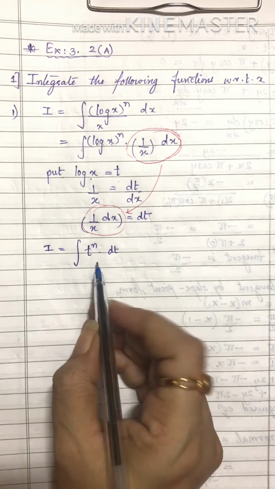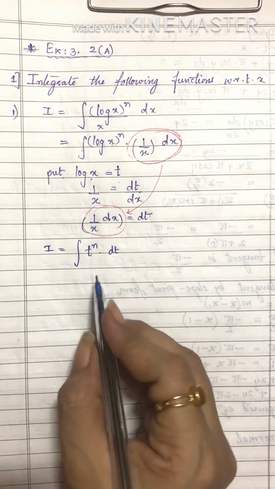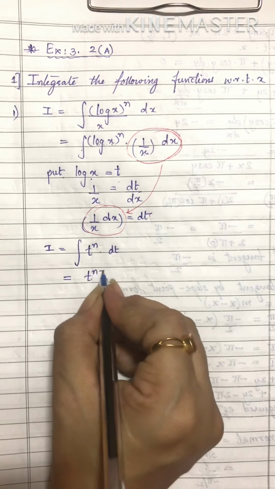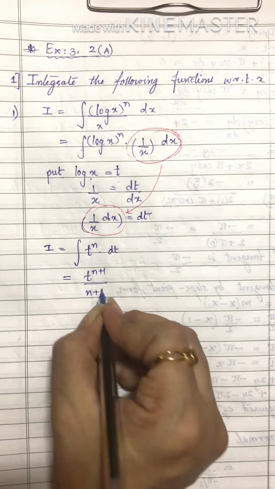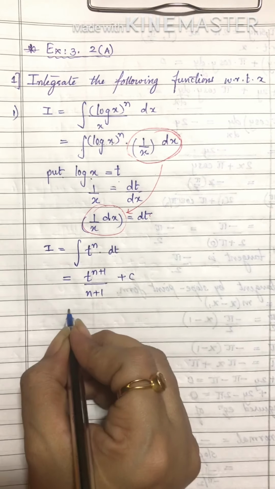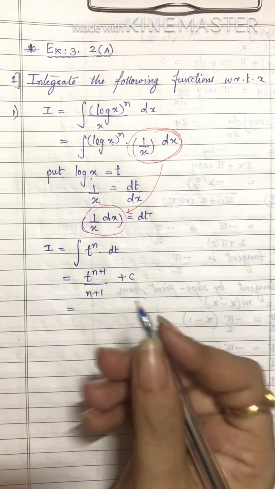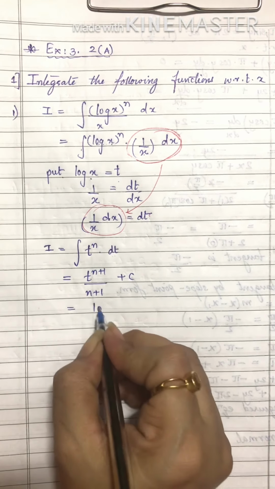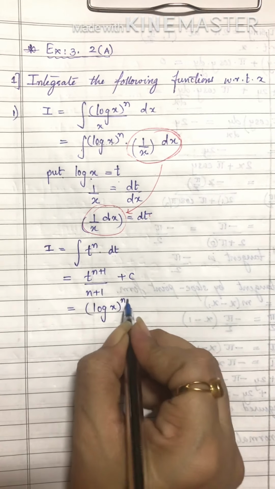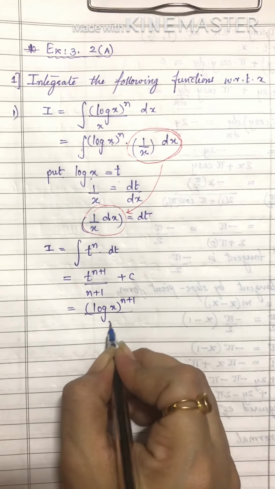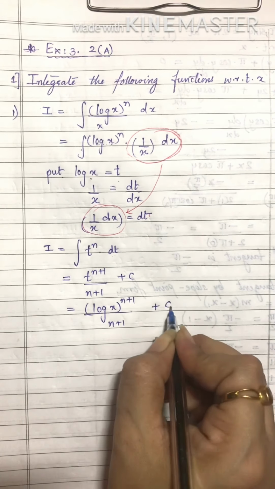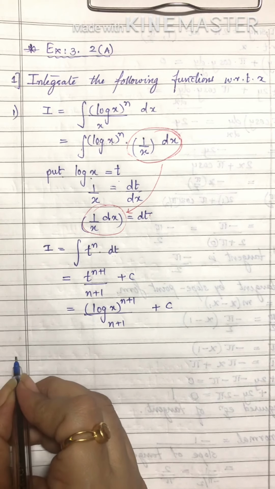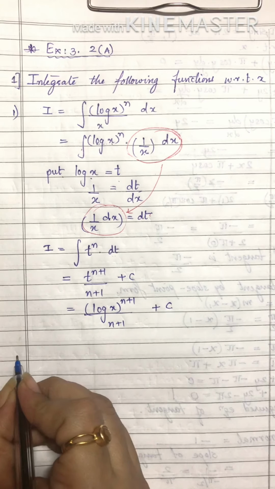Here we got an integral to be integrated with respect to t. So we will apply the formula for x raised to n. We get t raised to n plus 1 upon n plus 1 plus c. Next, resubstitute the value taken for t. We get log x whole raised to n plus 1 upon n plus 1 plus c. Here we are done with the sum. First one is done. Let's take the second question.